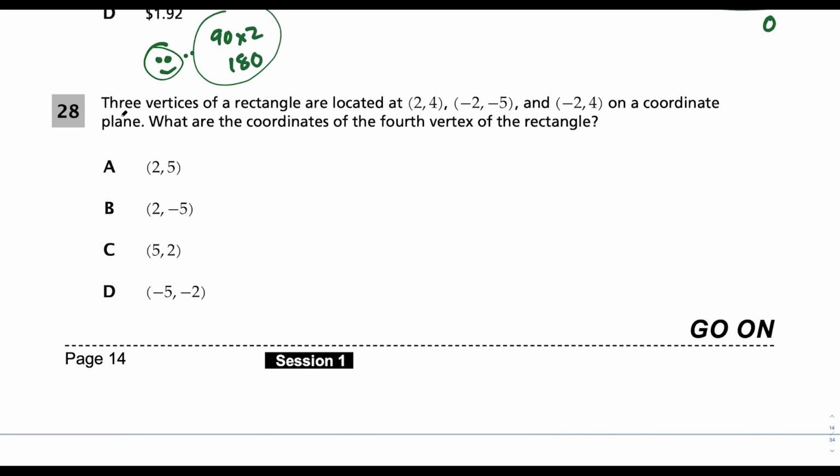So question 28, we have 3 vertices of a rectangle located at (2, 4), (-2, -5), and (-2, 4) on a coordinate plane. We want to know what are the coordinates of the 4th vertex of the rectangle. So for this, I would just sketch this out.